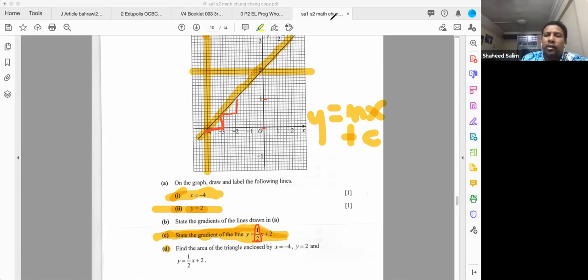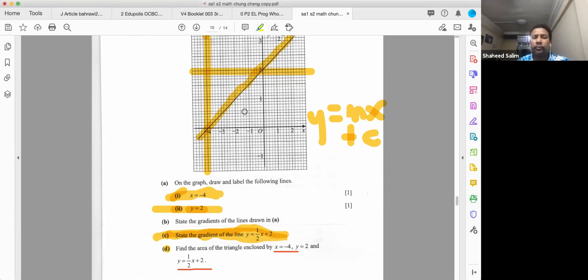Now they ask you to find the area of the triangle enclosed by this graph. You know where the triangle is? I will shade it for you if you don't know. I think you all know, don't need to shade. Find the area of the triangle. Now I shade for you. Find the area of this triangle.